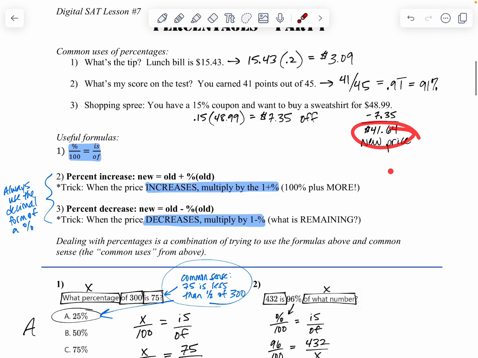Hopefully you're thinking to yourself, duh, I already know this. Okay, fine, I can do this. That's great, but the SAT will kind of twist and turn these basic concepts just a little bit. So it's good that you're very comfortable, hopefully, with those strategies, okay?